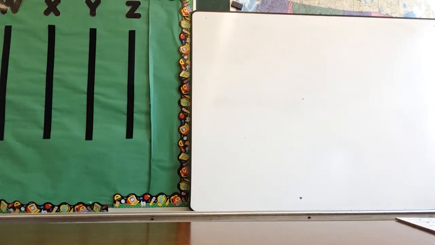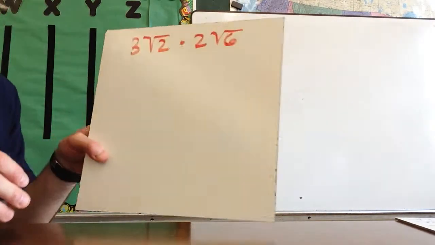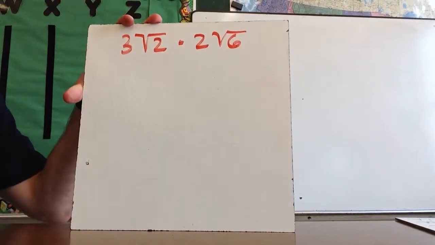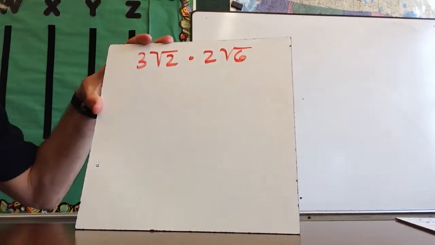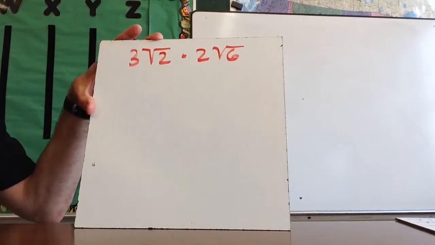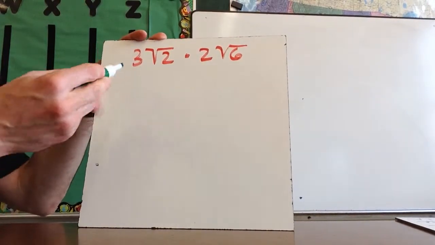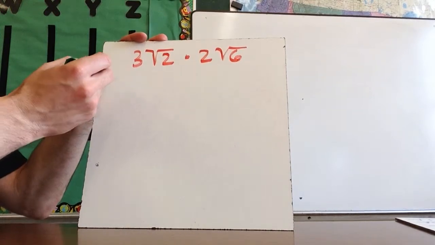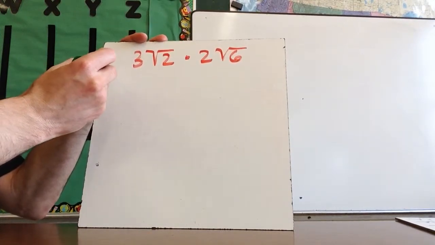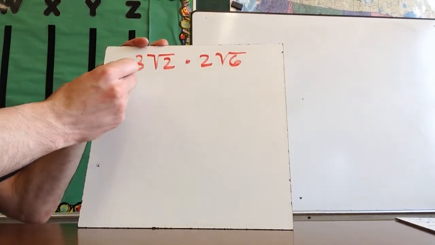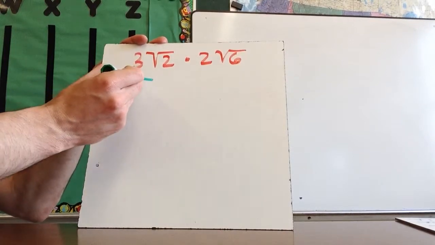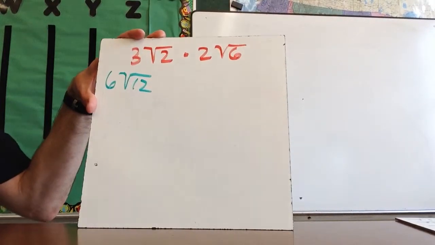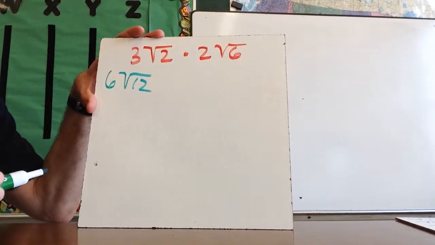Okay, and then the final type of problem is a multiplication problem. 3 times the square root of 2 times 2 times the square root of 6. And there are a couple of different ways to solve this. One way to solve this would be to multiply the outside numbers and then multiply the inside numbers. And so that would be 3 times 2, which is 6, times the square root of 2 times 6, which is 12.